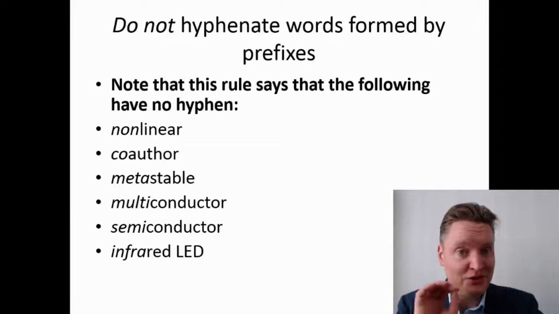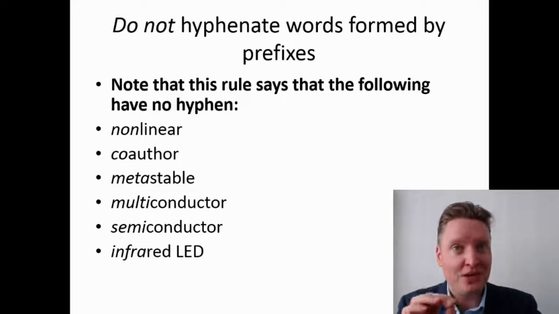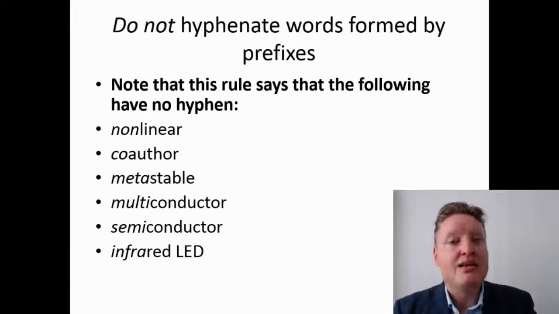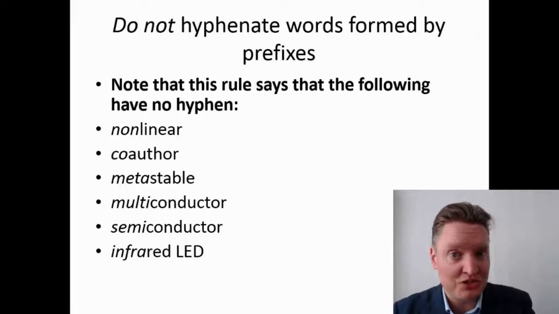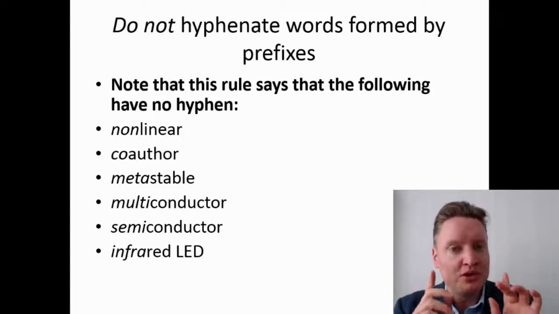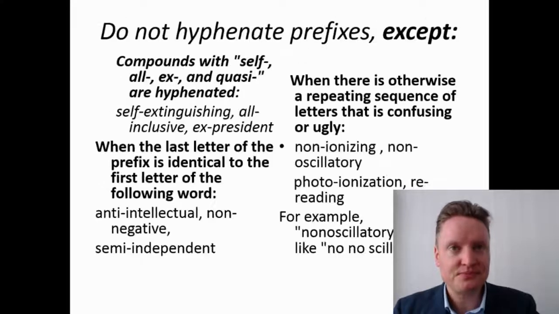Do not hyphenate. Here's something to keep in mind. Do not hyphenate the following prefixes. Now, prefixes don't all get hyphenated like a normal word would. A prefix is attached to the word. We don't separate it with that little hyphen, like nonlinear, a good example, or coauthor. Don't hyphenate metastable, multiconductor. These prefixes are part of the word. They're not separate words, so we don't hyphenate them.